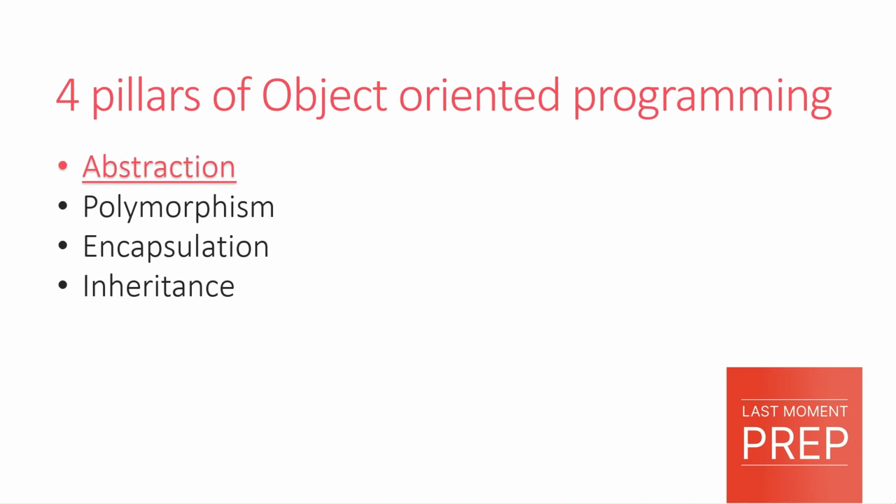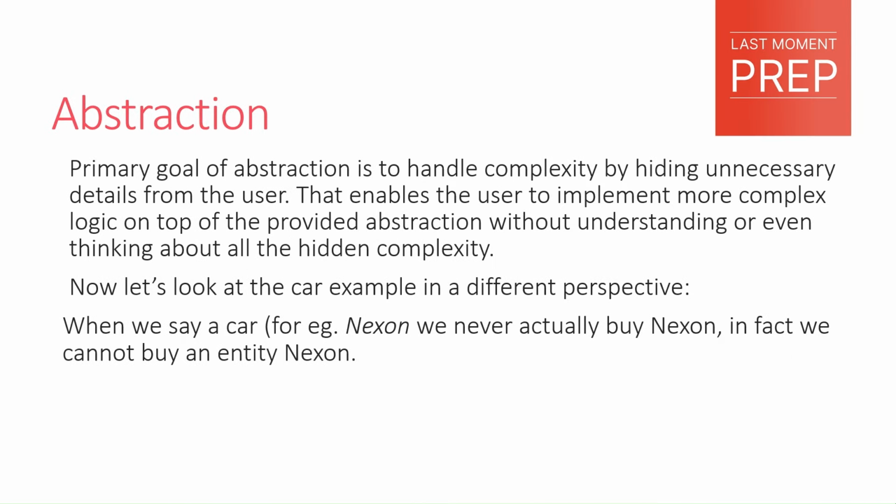Moving on to our four pillars of object-oriented programming: abstraction, polymorphism, encapsulation, and inheritance. Let's discuss our first pillar. The primary goal of abstraction is to handle complexity by hiding unnecessary details from the user, which enables the user to implement more complex logic on top of the provided abstraction without understanding or even thinking about all the hidden complexity.